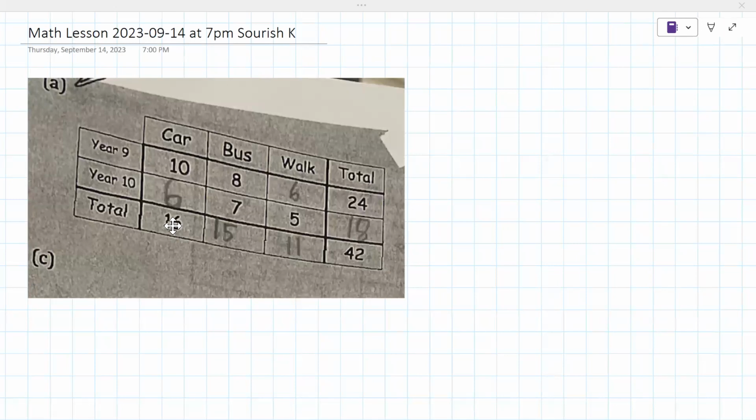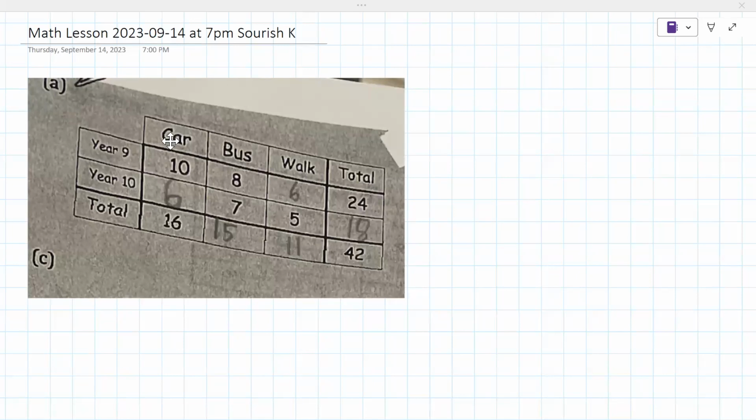10 was 6 for year 9 and year 10. Okay, but tell me, yeah, that's true, but what is it referring to? What is up here in the top? For car. Okay, so it's the number of students that take a car. No, it's a number of men and women. Men and women, we don't know that. We only know that it's year 9 and year 10. Like it could be. All we know is it's year 9 students and year 10 students that take a car to school.